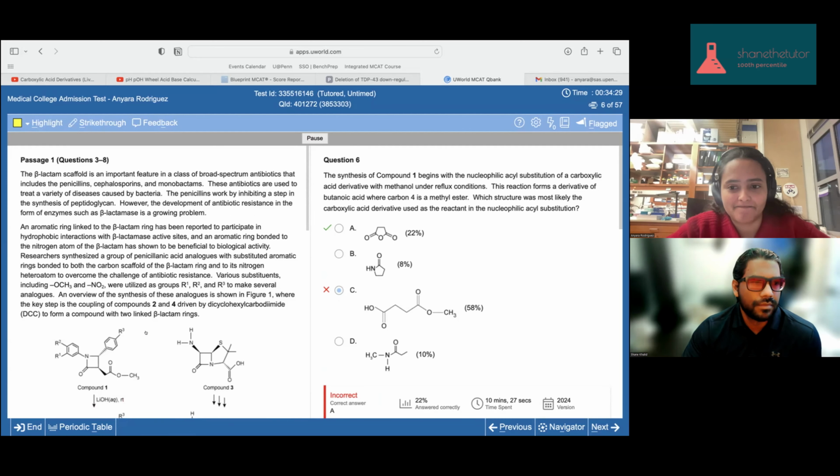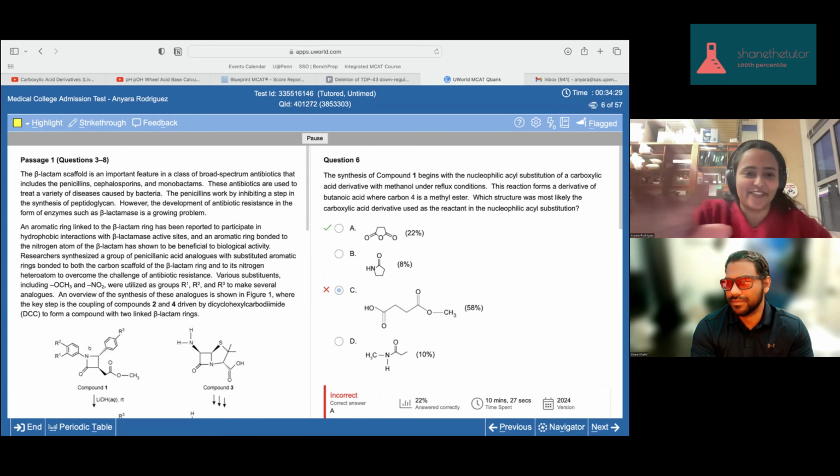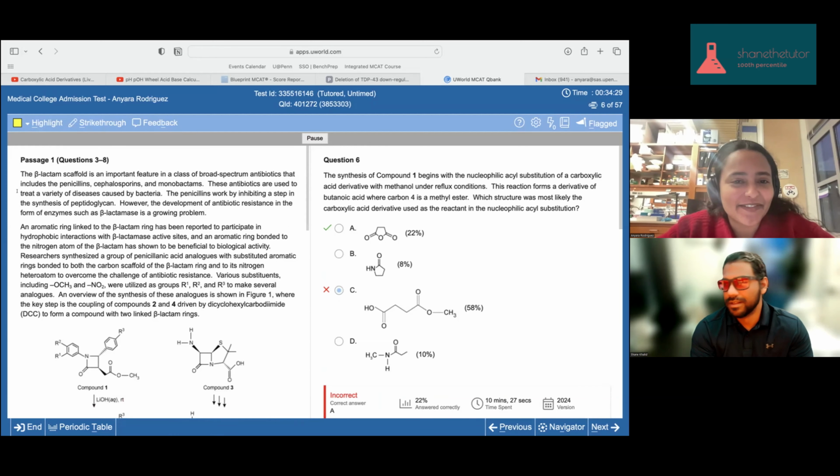Why don't you start reading this. So the beta-lactam scaffold is an important feature in a class of broad-spectrum antibiotics that includes penicillins, the cephalosporins, and monobactams.